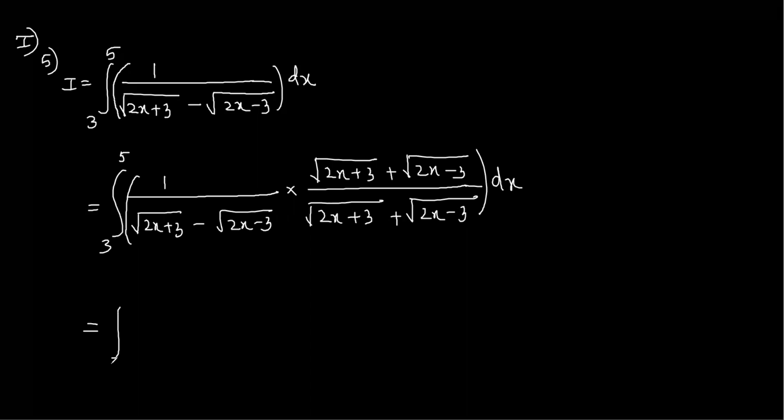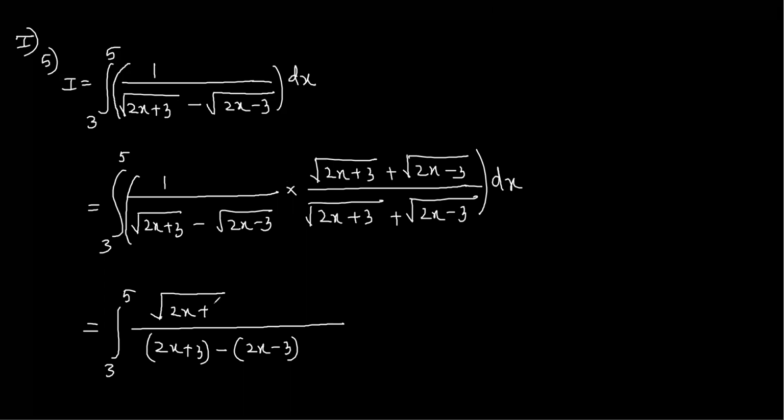So you have 3 to 5, and see, you have a minus b, a plus b. So the denominator will be a square minus b square. So you will have the square of this, 2x plus 3, minus the square of this, that is 2x minus 3. And in the numerator you have square root of 2x plus 3 plus square root of 2x minus 3, dx. This is what you will have.